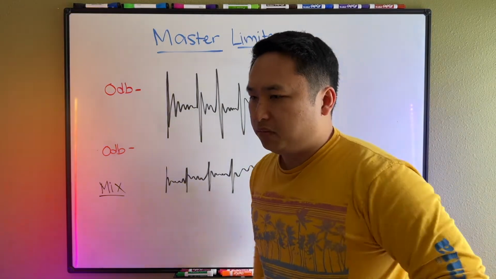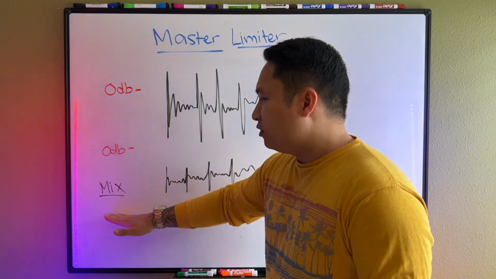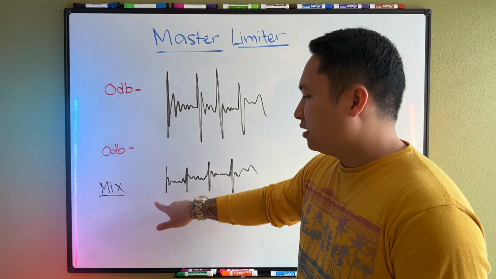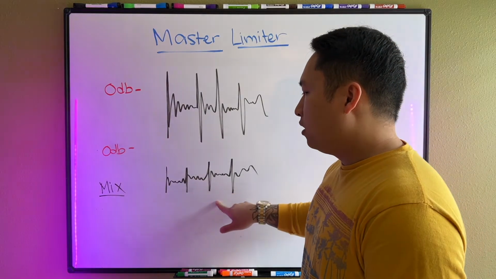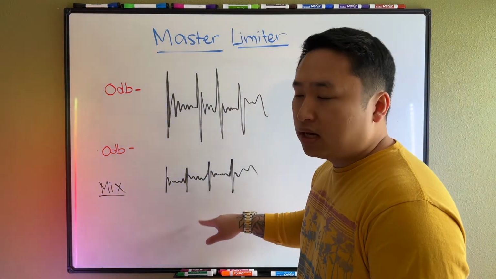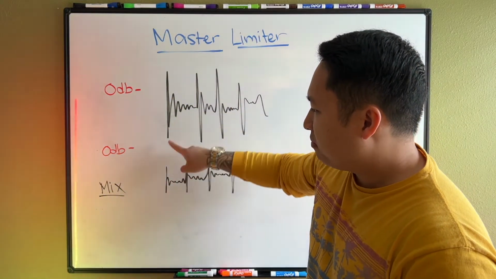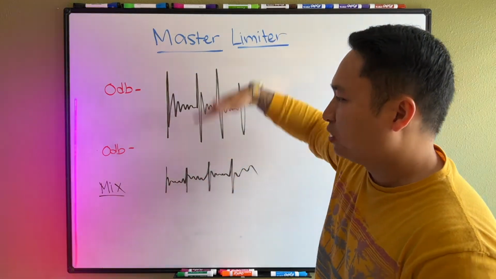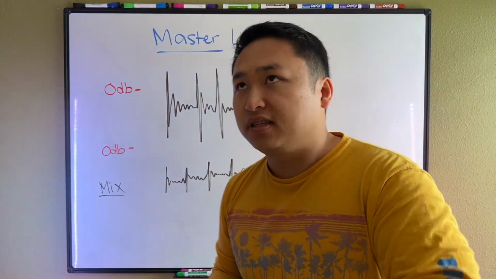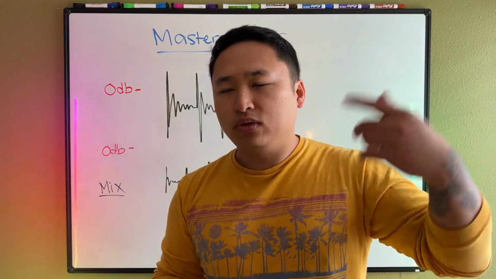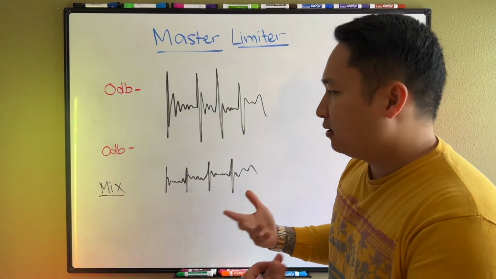So when you put a limiter on a master track, you already have your mixed song. You have all your elements in here. There's drums, there's piano, there's bass, there's vocals. Everything peaks differently. There's going to be a bunch of sounds that peak. Some of them are more quiet, some of them are louder. And when that happens, it's very sporadic and you can't really control it. And so you have to put a limiter on there.